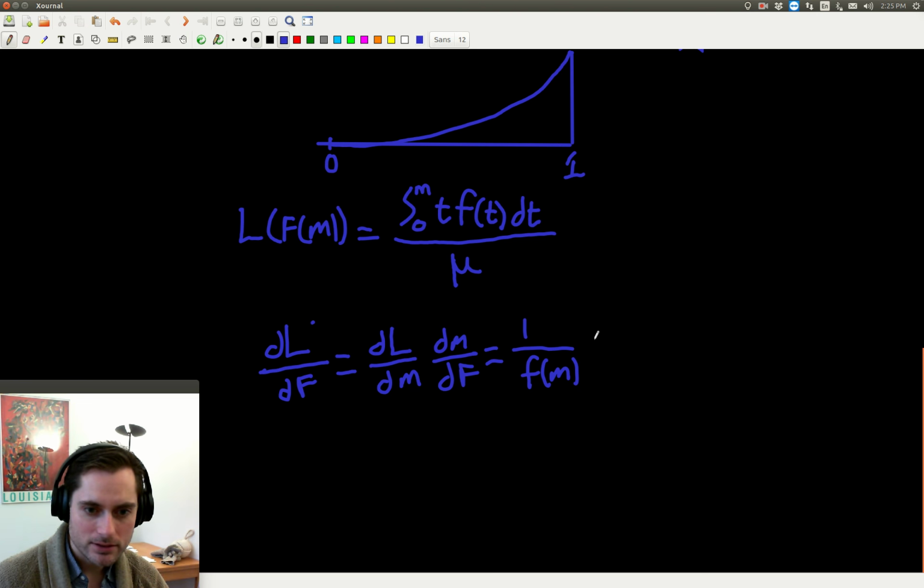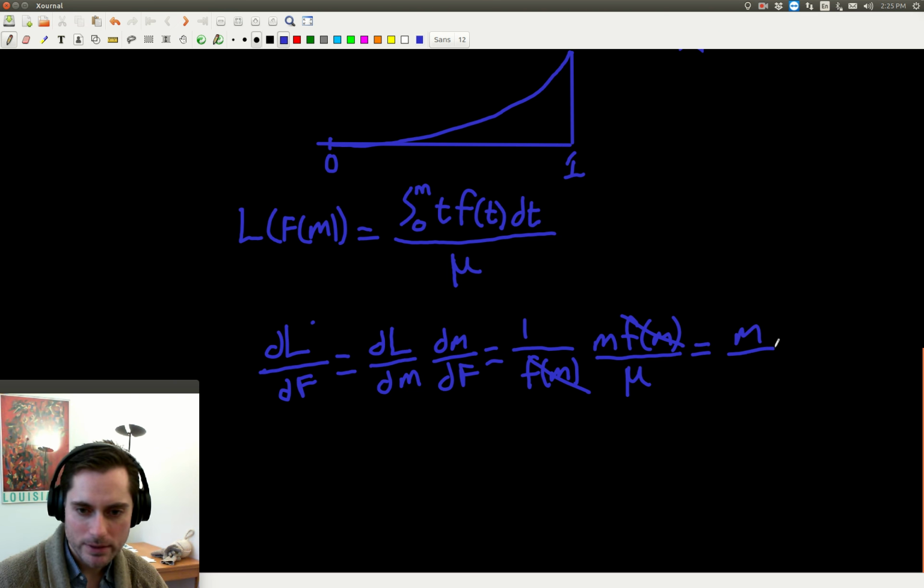So then we'll get M times f of M divided by mu. That thing sticks around. And then look at that, we've got two f of M's here, we can cancel them. These are always greater than 0, of course. And we end up with M divided by mu. So what is the slope of the Lorenz curve at any point? It's just the income that's associated with that percentile.